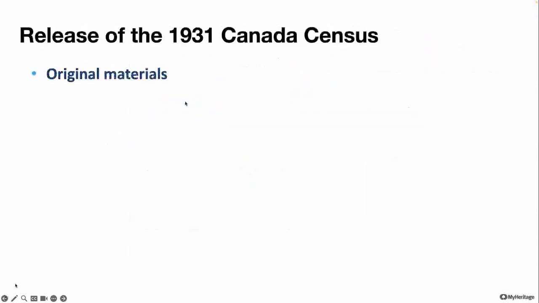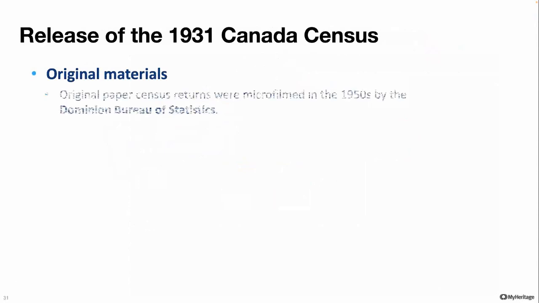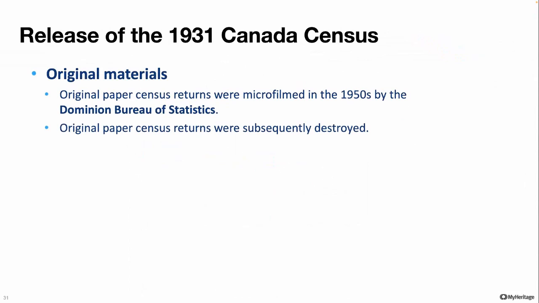Moving forward, let's talk about the release of the 1931 census and how we got to where we are today. The original paper census returns were microfilmed in the 1950s by the Dominion Bureau of Statistics. And as is very common, not only in Canada, but around the world, after the microfilm was created, the original paper returns were destroyed.